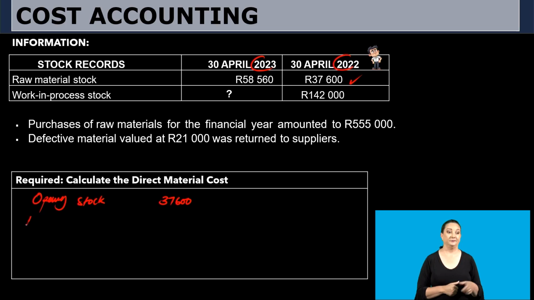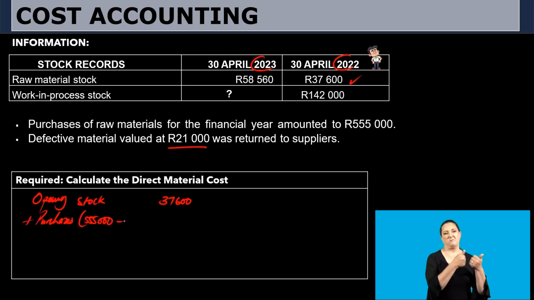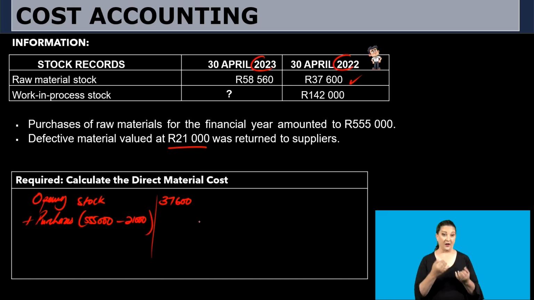37,600. Then I'll say plus purchases, and my purchases is 555,000. But I know that there were raw materials valued at 21,000 which were returned to the supplier. So I'll say minus 21,000 here. That would mean that I would now remain with 534,000.